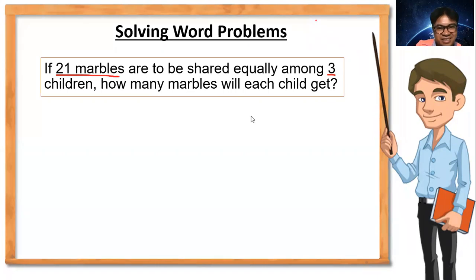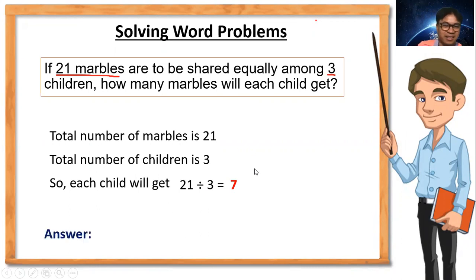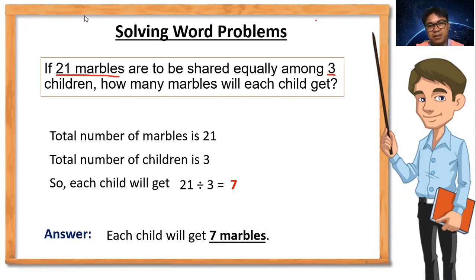So easy, huh? There are 21 marbles, or total number of marbles is 21. Total number of children is 3. So each one will get 7, because 21 divided by 3. Answer, each child will get 7 marbles based on the question, how many marbles. So each child will get 7 marbles. That is how to solve word problems involving division.